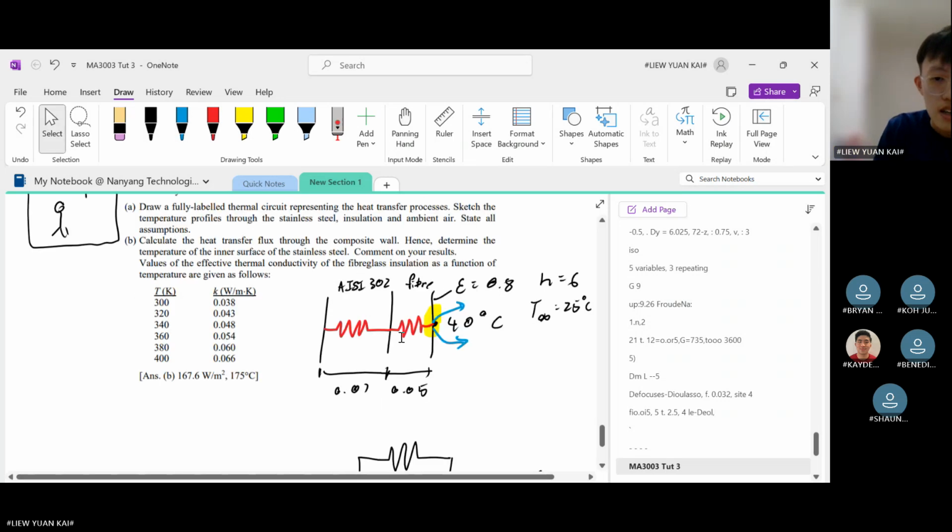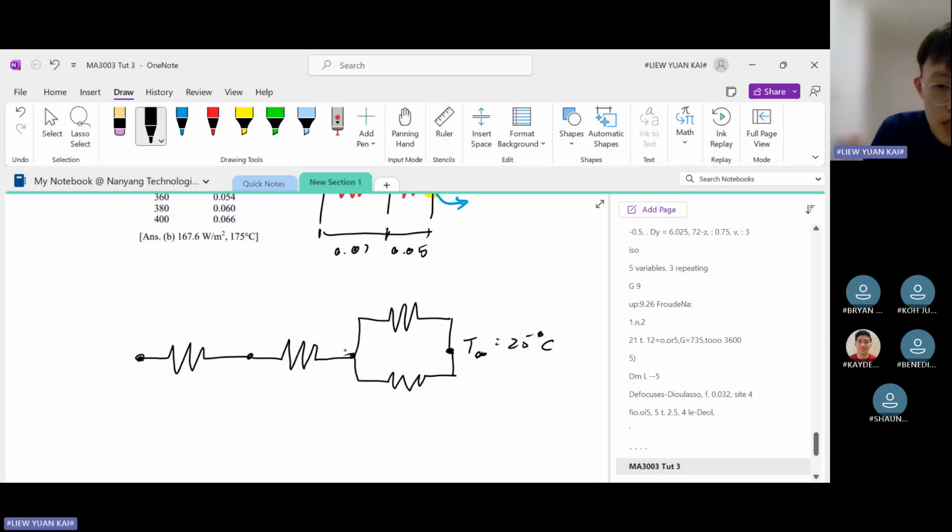Okay, and let's label this clearly. So this one is the surface of the wall, right? So I will label this at 40 degrees Celsius. This is the convective resistance, so 1 over HA. This is the radiative resistance, so 1 over HRA.